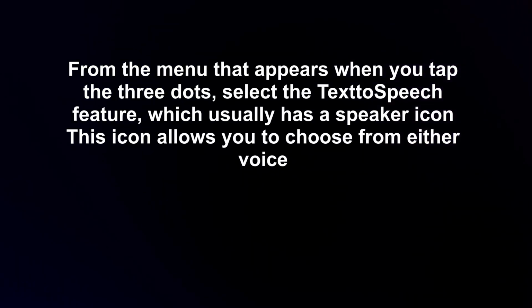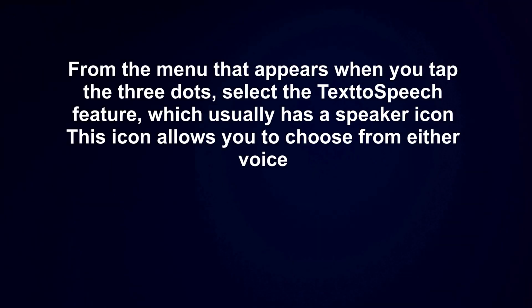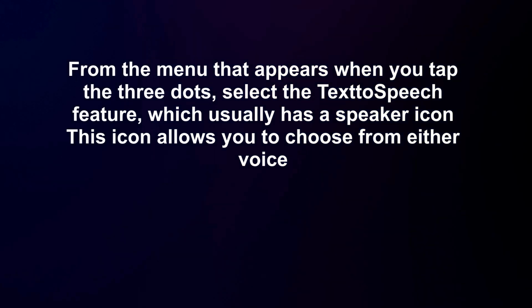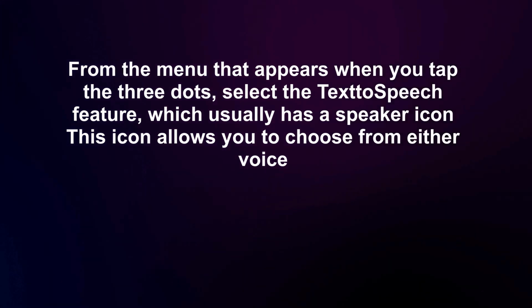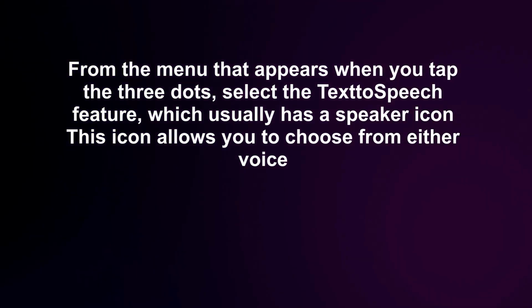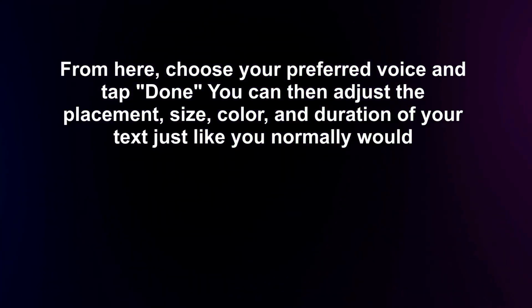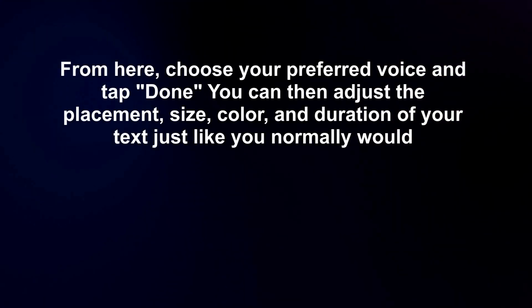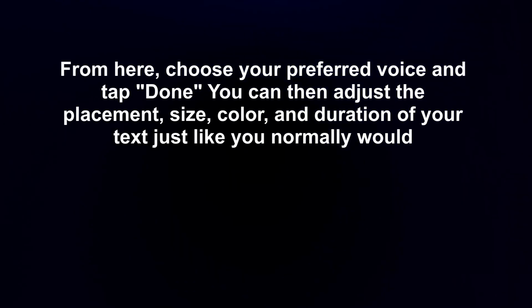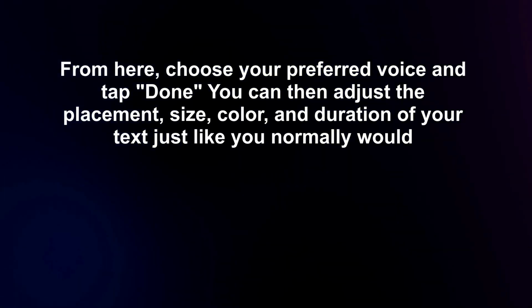From the menu that appears when you tap the three dots, select the text-to-speech feature, which usually has a speaker icon. This icon allows you to choose from either voice. From here, choose your preferred voice and tap Done. You can then adjust the placement, size, color, and duration of your text just like you normally would.